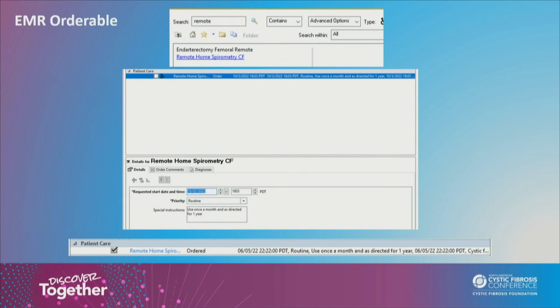This is what our EMR orderable is in our EMR. It's called Remote Home Spirometry CF. We wanted to delineate this because we knew that possibly other pulmonary service lines might use this. I know our ALS team is using this now as well. So it was important that we created the CF at the end.